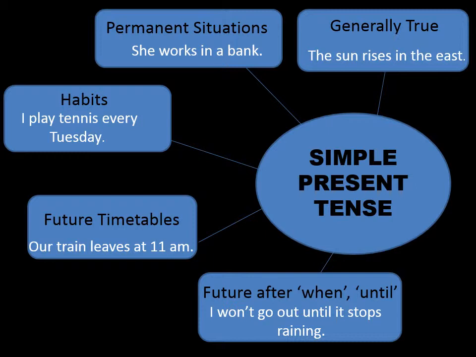We also use it to talk about the future after words like when, until, after, before, and as soon as in the future sentence. For example, I won't go out until it stops raining.